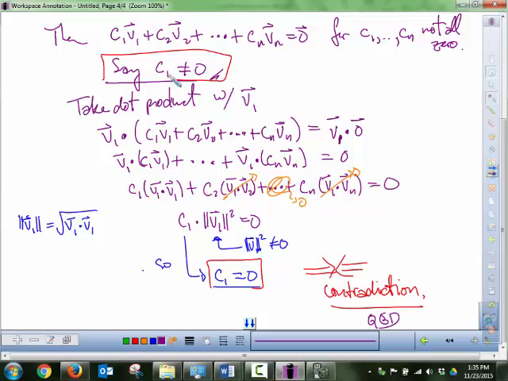To make this more general, I would have to have chosen c sub i and not necessarily that first c. Just to be general, I assume that c sub i is not equal to 0, and I'd walk through the proof the same way. I'd multiply by v sub i, and then v sub i dot v sub i will be non-zero. And so that's where I'll find my contradiction. Okay.